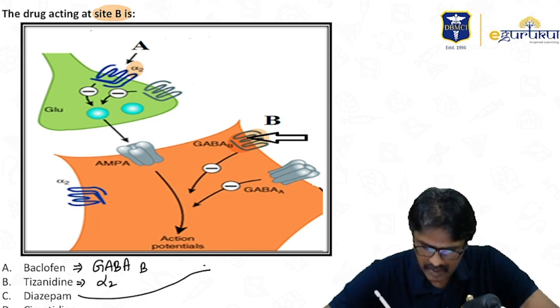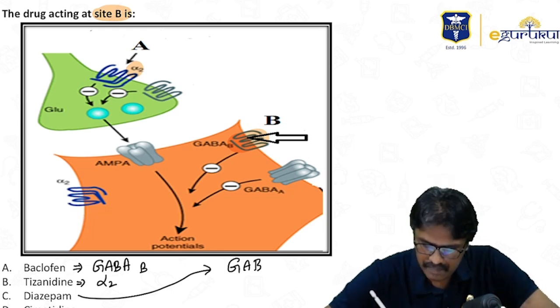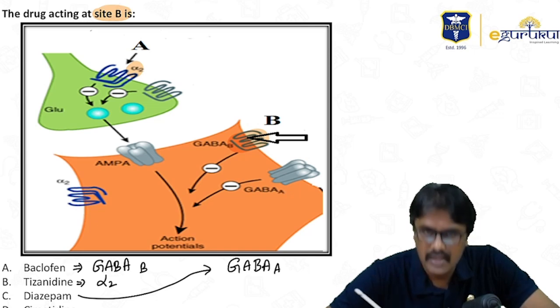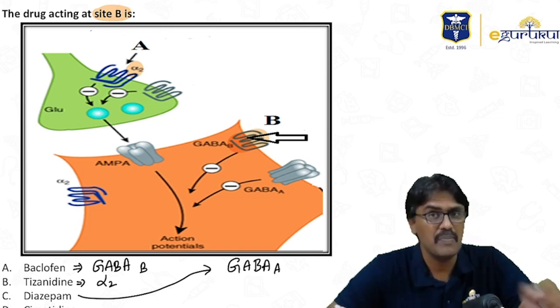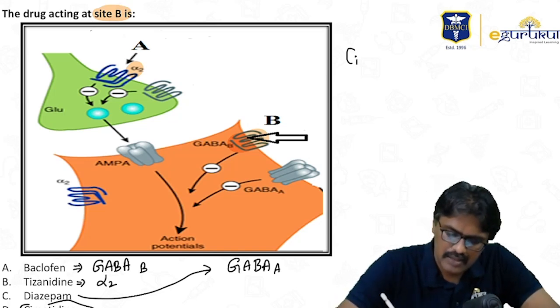Now diazepam acts through GABA A. So GABA A is an ion channel. GABA B is a G protein coupled receptor. And the last option, I think you are not seeing it, is cimetidine.